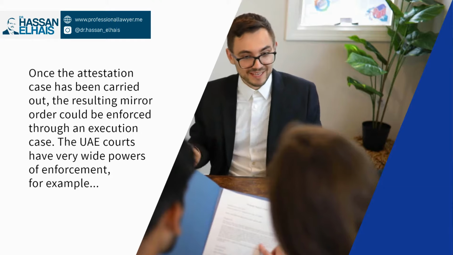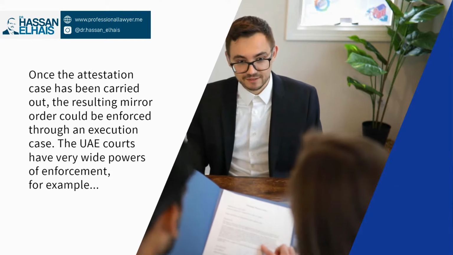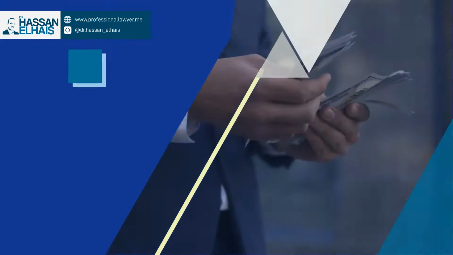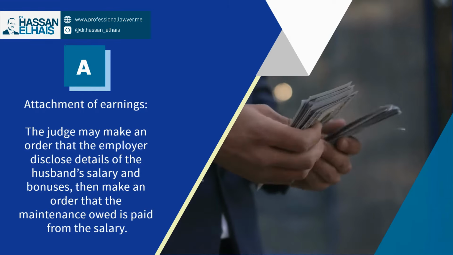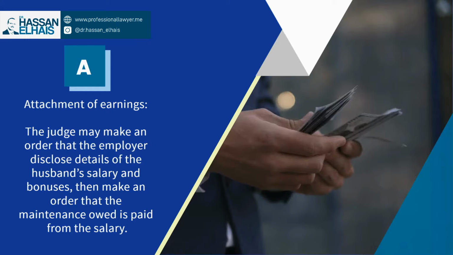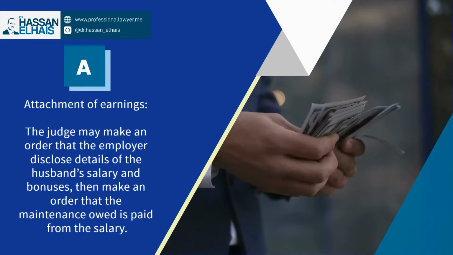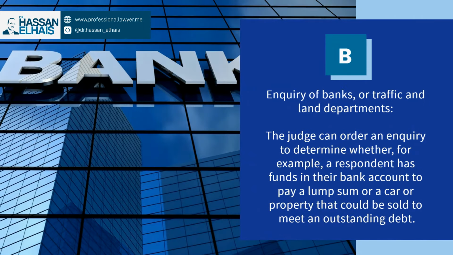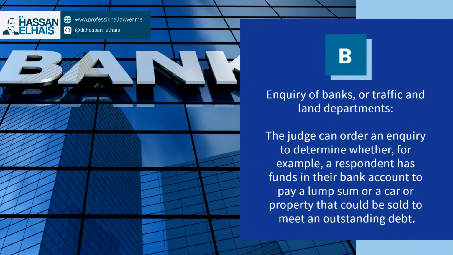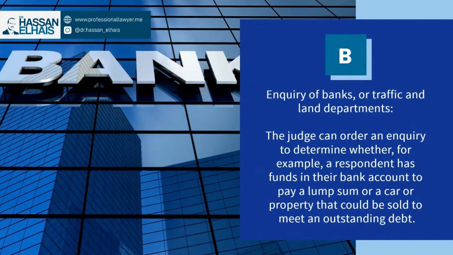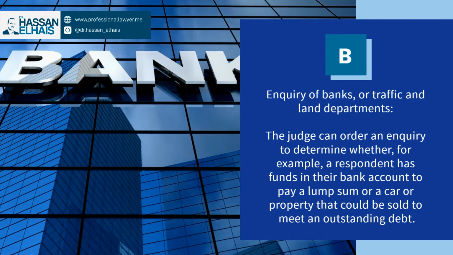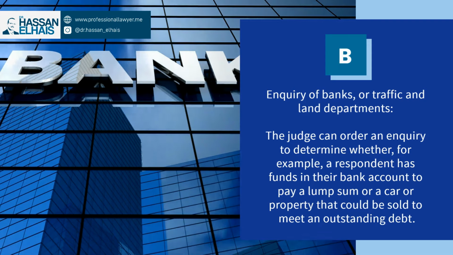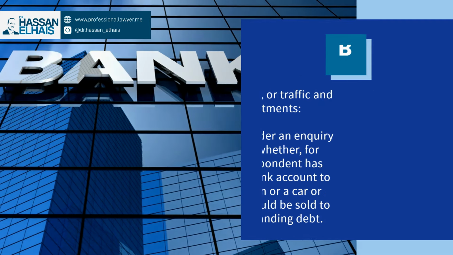The UAE courts have very wide powers of enforcement. For example, A. Attachment of earnings. The judge may make an order that the employer disclose details of the husband's salary and bonuses, then make an order that the maintenance owed is paid from the salary. B. Inquiry of banks or traffic and land departments. The judge can order an inquiry to determine whether, for example, a respondent has funds in their bank account to pay a lump sum or a car or property that could be sold to meet an outstanding debt.